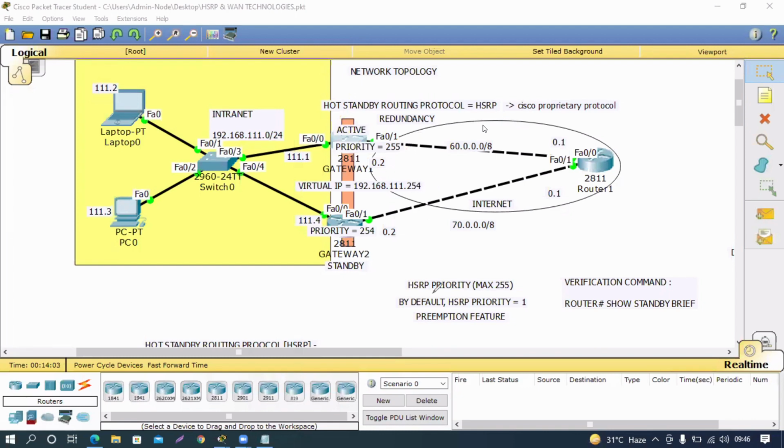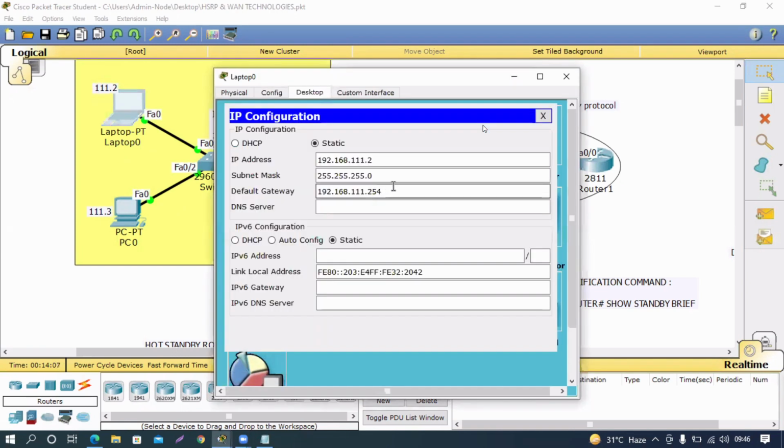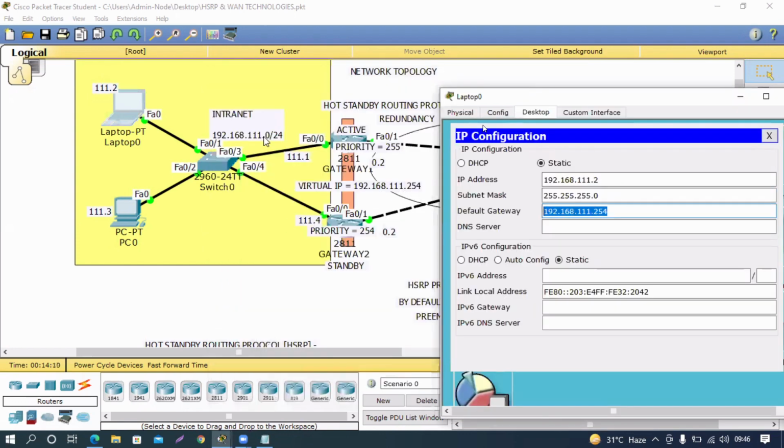But always this gateway address is the virtual IP address. Okay, what your client C is using as a gateway is not this 111.1 or 111.4, but the 111.254. Whatever IP address in your network is not being used, you can basically give that over here.